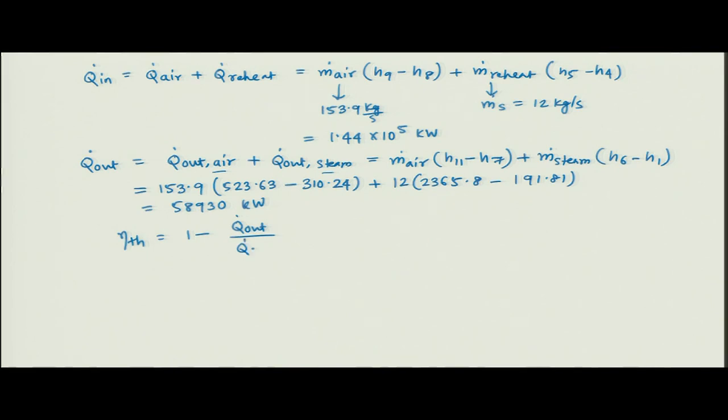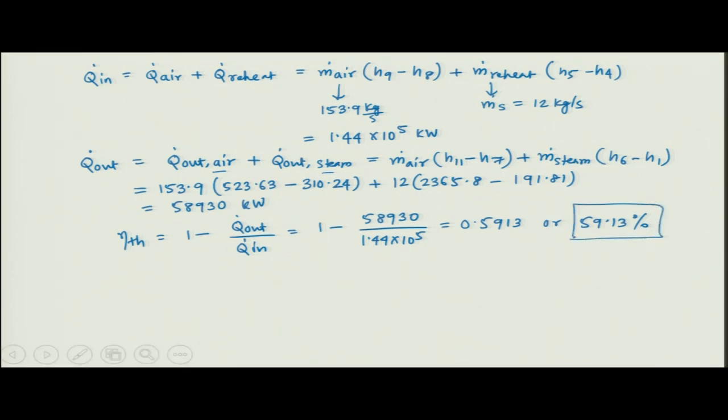Now the thermal efficiency of the combined cycle will be 1 minus q dot out over q dot in. Q dot out is 58930 and q dot in is 1.44 times 10 raised to power 5. So that will give you 0.5913, or 59.13%. So this is the efficiency of the combined cycle.